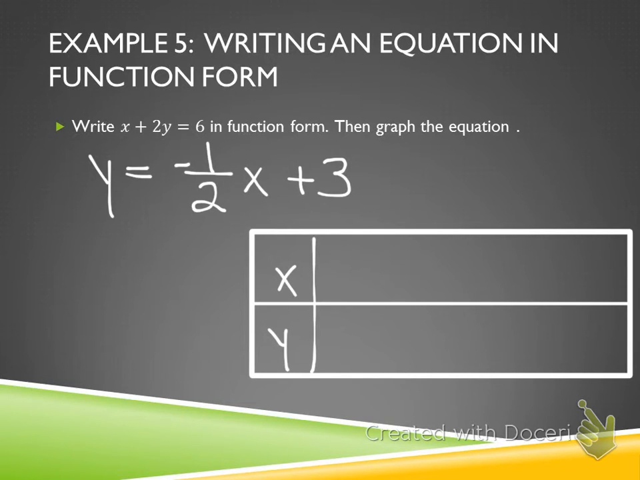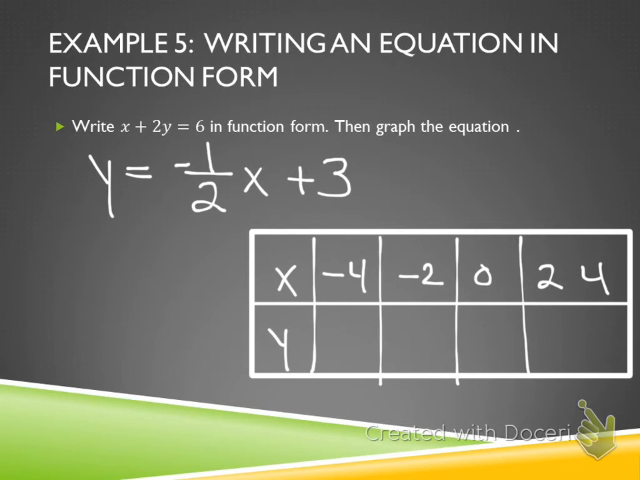But now here's the catch. Since I have a fraction connected to my x, I want to use x values that are multiples of 2, so my fraction will cancel out. Okay, you see that there's a fraction there? So my multiples of 2, what can I use? Some small ones: negative 4, negative 2, 0, 2, and 4.